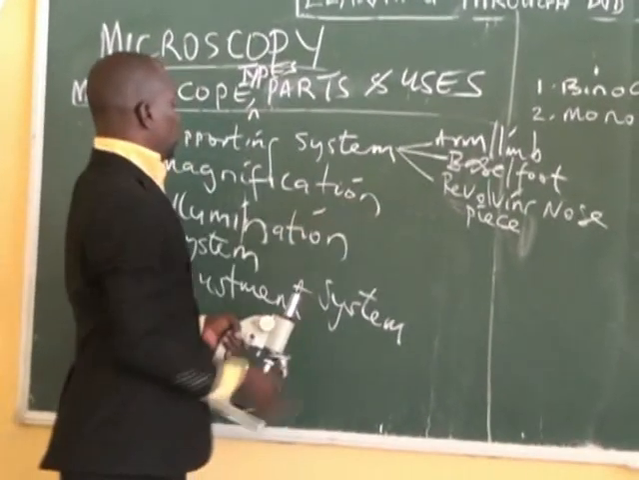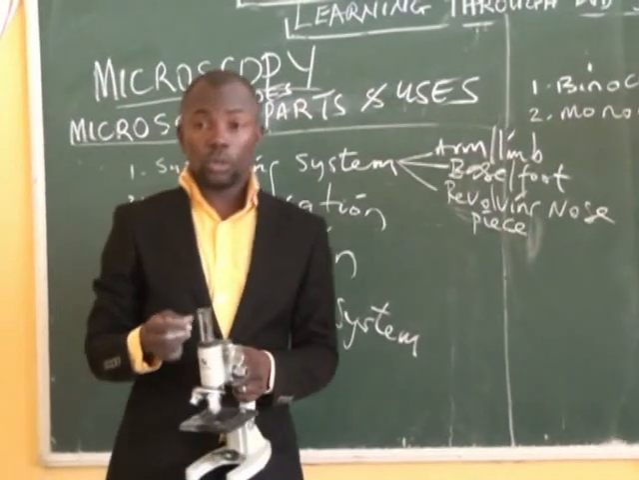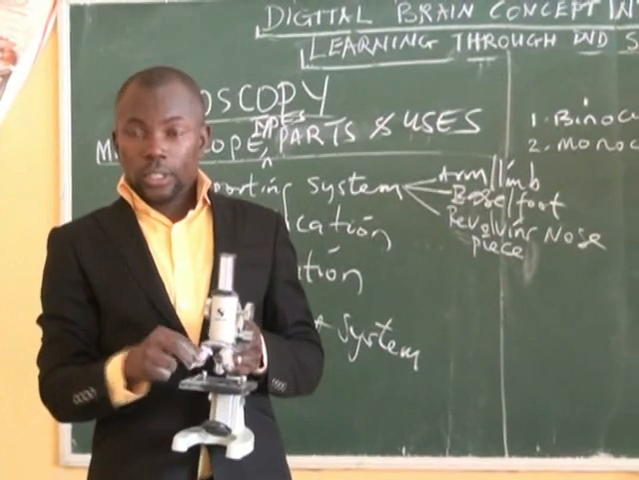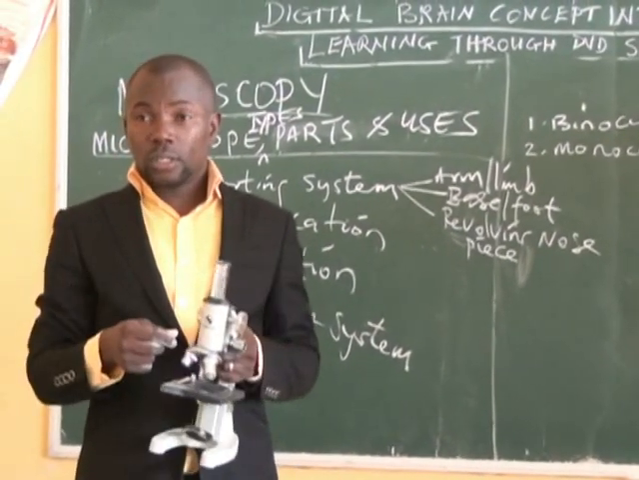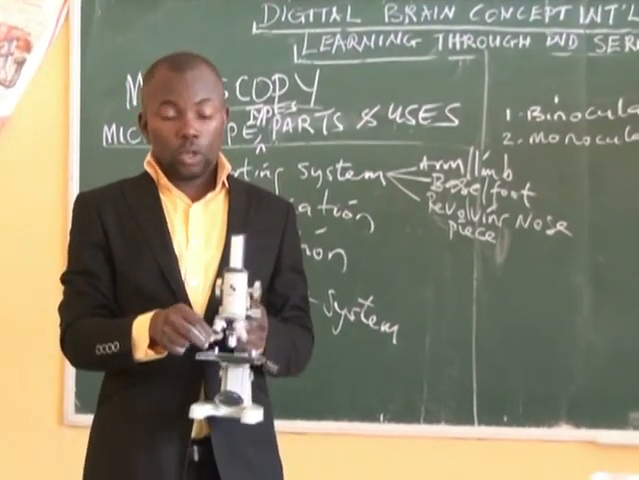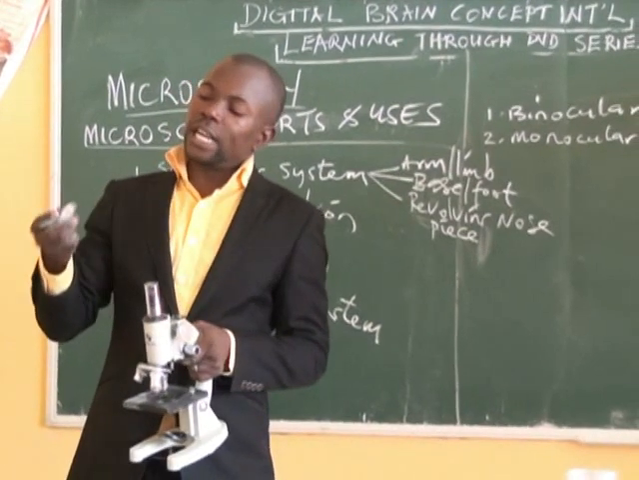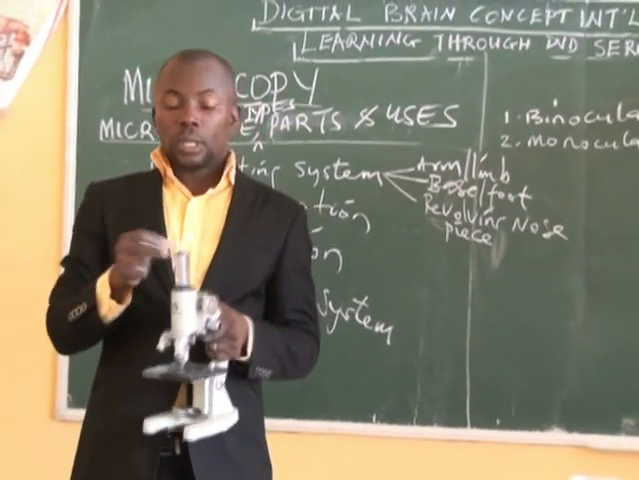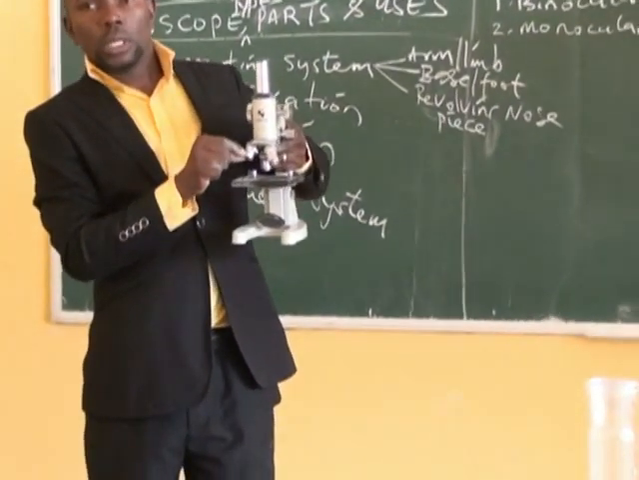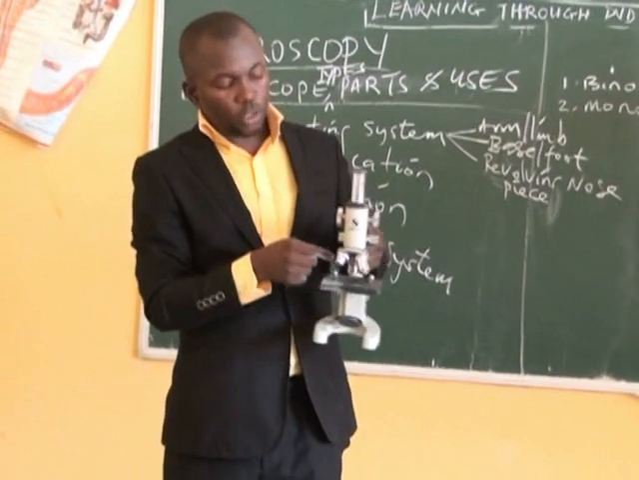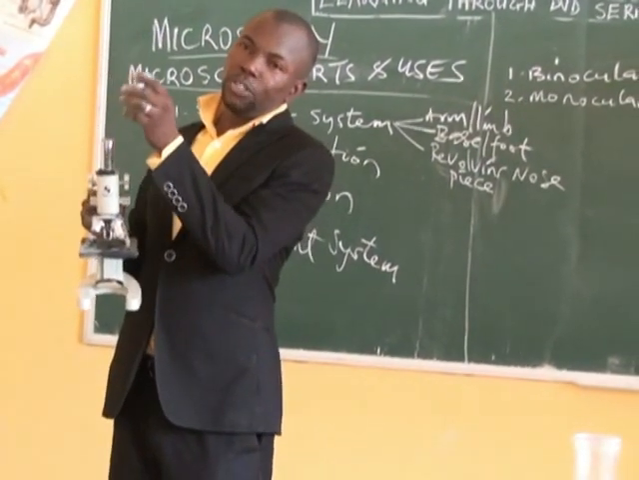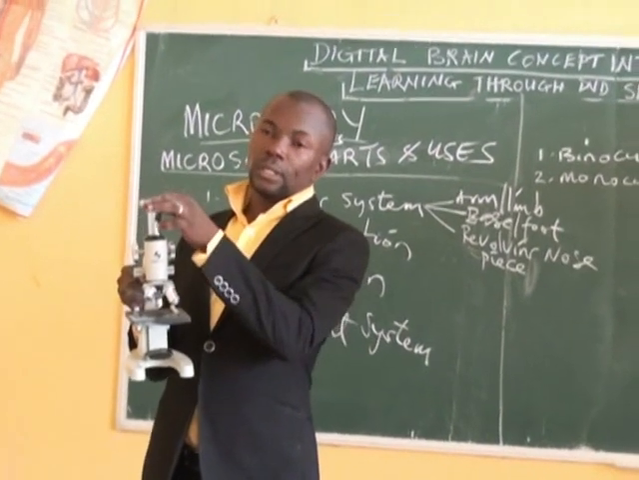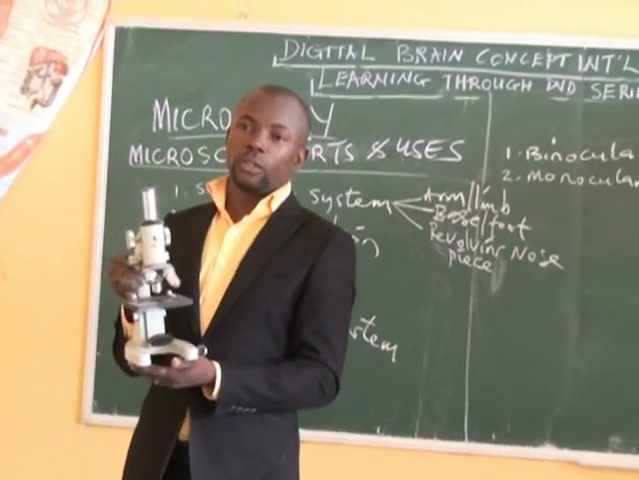Then we have the magnification system. The magnification system of the microscope consists of the lenses, the eyepiece lens and the objective lenses. These lenses are capable of increasing the size of the objects when you view them. This eyepiece lens has its magnification written on its body. This is times 10 eyepiece, and these are times 4, times 10, times 60, times 100. When you multiply the eyepiece magnification with that of the objective lens, it gives you the total magnification. So the lenses constitute the magnification system of a microscope.